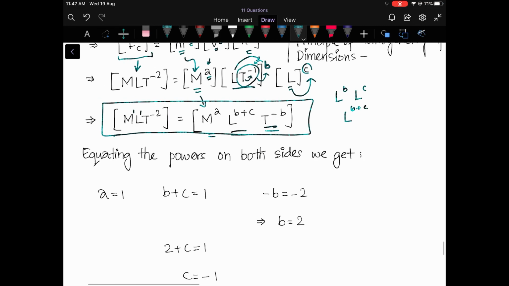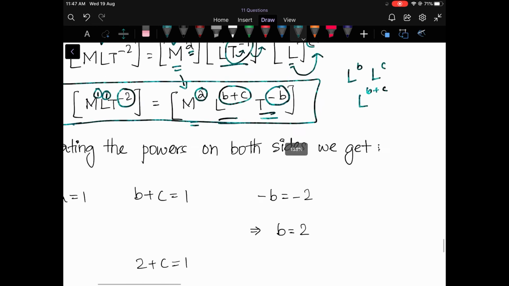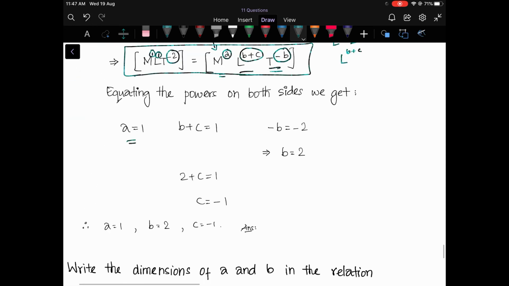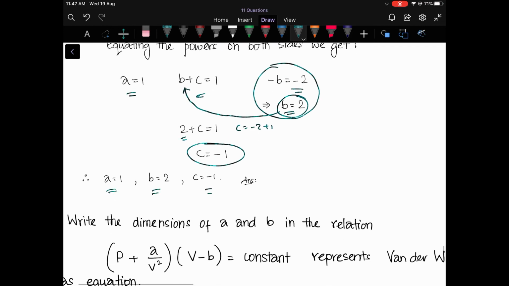Now since both sides are equal, this a must be equal to 1, b plus c must be equal to 1, and minus b must be equal to minus 2. Otherwise the dimensions on both sides are not going to match. So we have written that. From here we can find b. We got b equal to 2. Now since we got b, we can plug it into this equation as 2, so that we get c equals minus 2 plus 1. So we get minus 1. So we got the values of a, b and c.